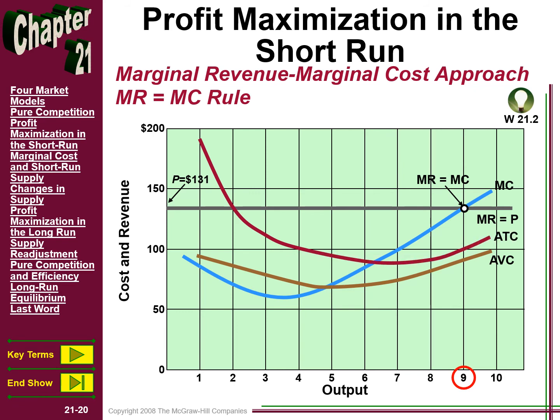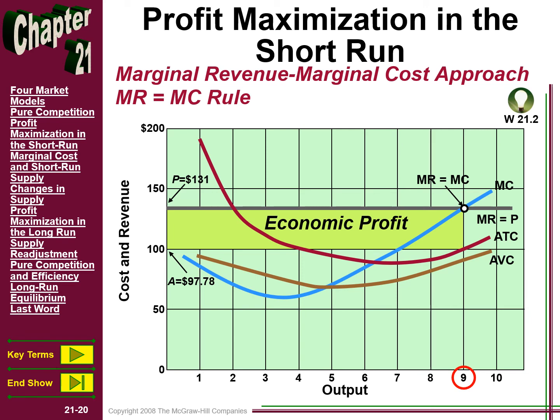Now we bring our average total cost curve into the equation and into the picture. Good news for the firm. In the short run, not only is price above average variable cost, the brownish curve, right? Price is also above average total cost at 9 units of output. Why is that good? Look at our little rectangle here, economic profit.